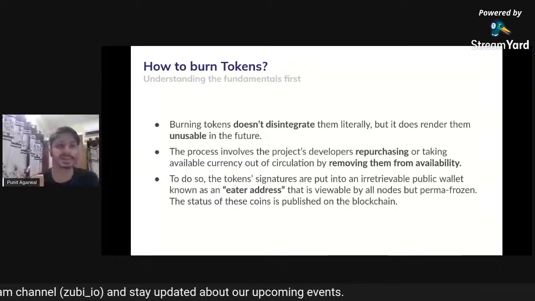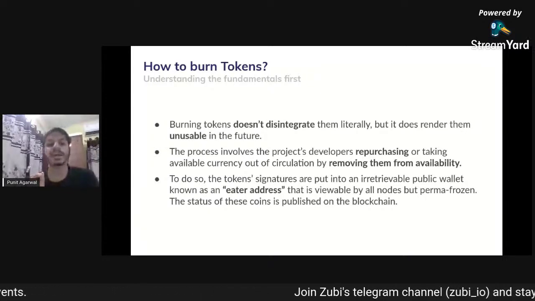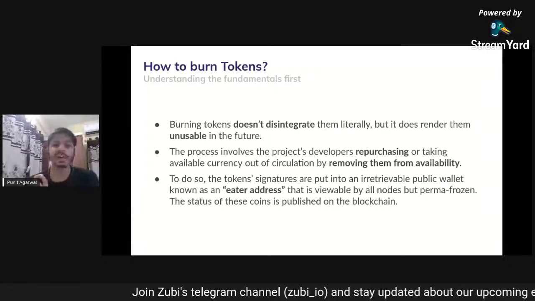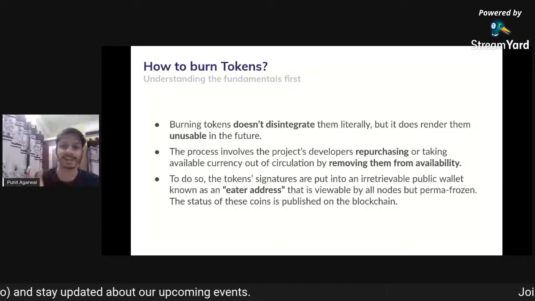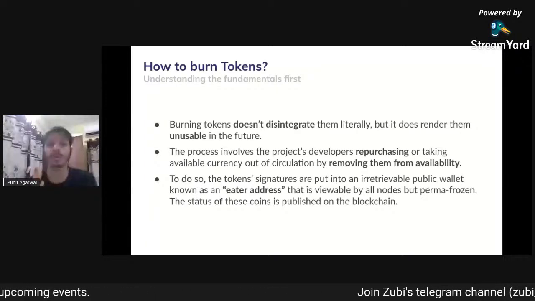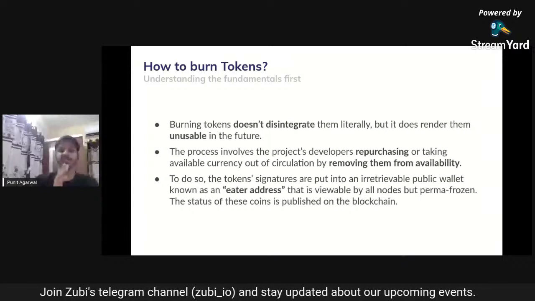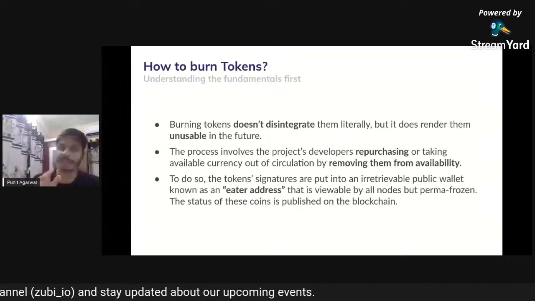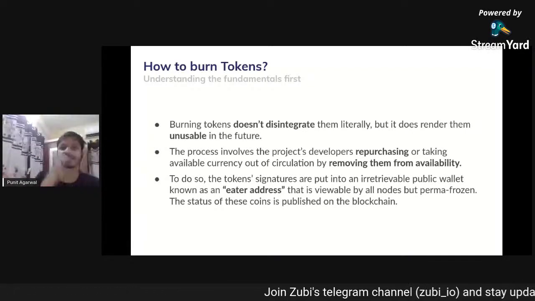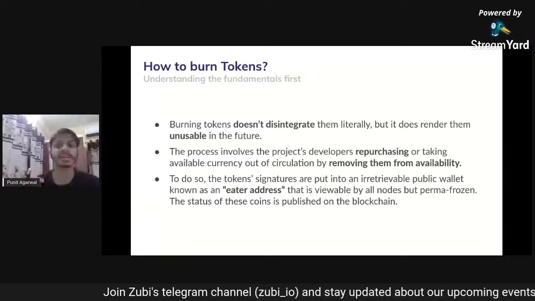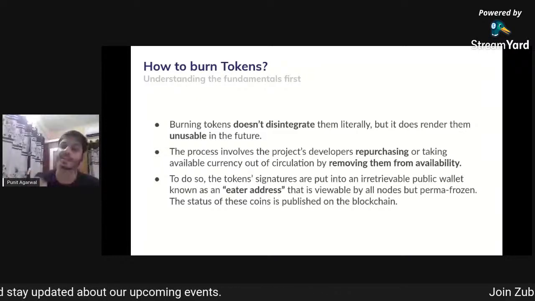How do we do that? The token's signatures are put into an irretrievable public wallet known as an Ether address. Getting it? These are some technical terms. We'll understand how exactly we will implement it, and how the code for it will look. The token signatures are put into an irretrievable wallet, as in you cannot retrieve the tokens back from it. This is why we call it burn, not just remove, because once you burn something, it's almost impossible to retrieve the entire thing from it.